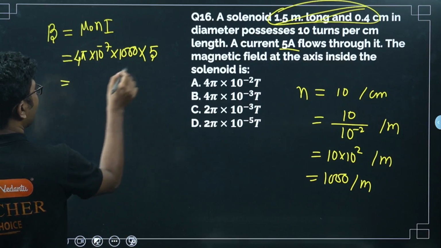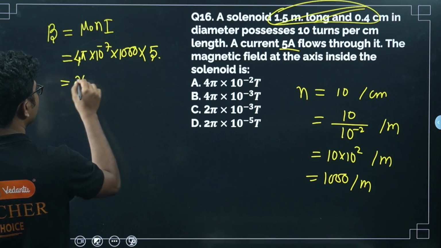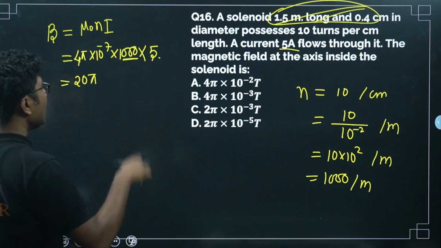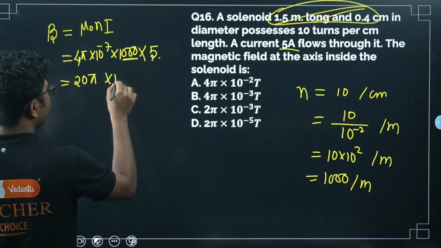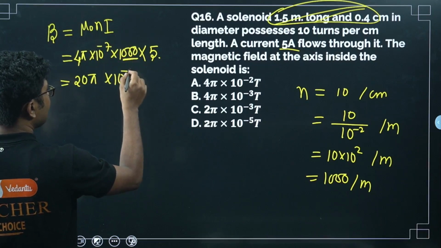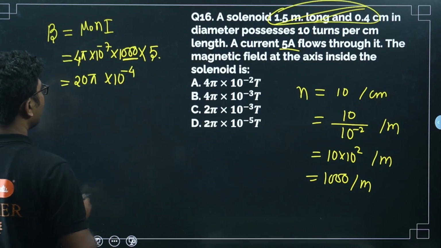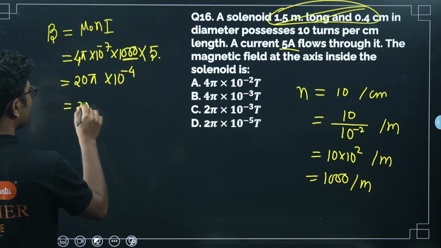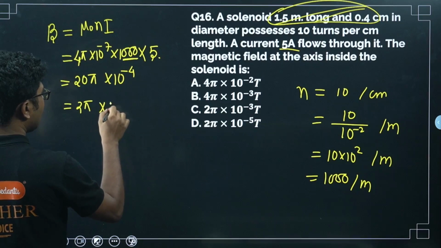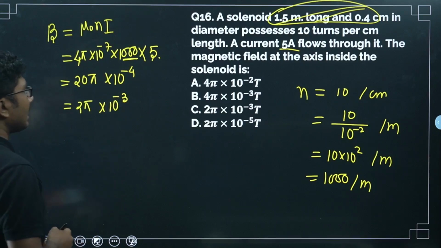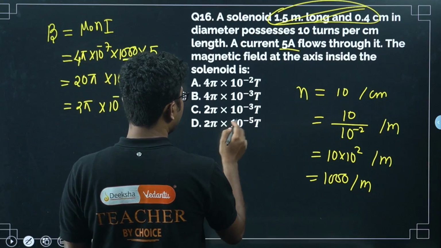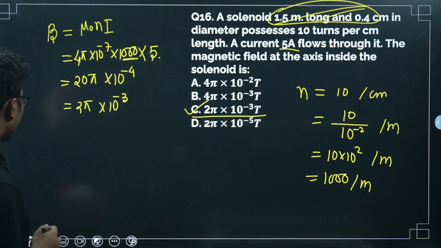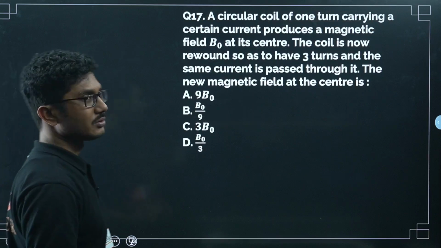Okay, so it will be 5 times 4 is 20 pi, and 1000 means 10 to the power of 3. So we can reduce it: 10 to the power of minus 7 times 10 to the power of 3 gives 10 to the power of minus 4. Now if you see, none of the options has 20, so we have to reduce it further. This 0 will also go there and it becomes 10 to the power of minus 3. So what is the unit? 2 pi times 10 to the power of minus 3. So the correct answer is option C. Okay, simple problem. Only one formula is required.